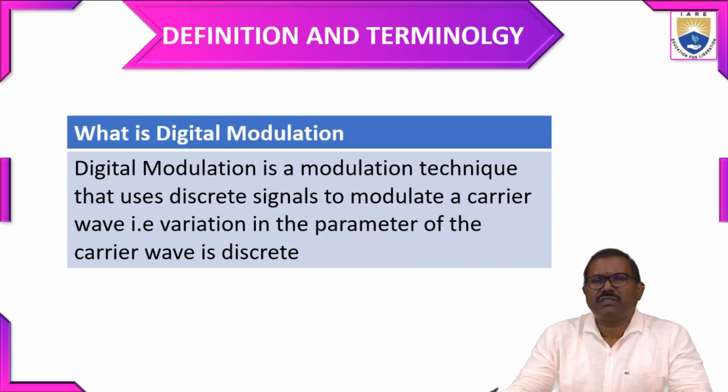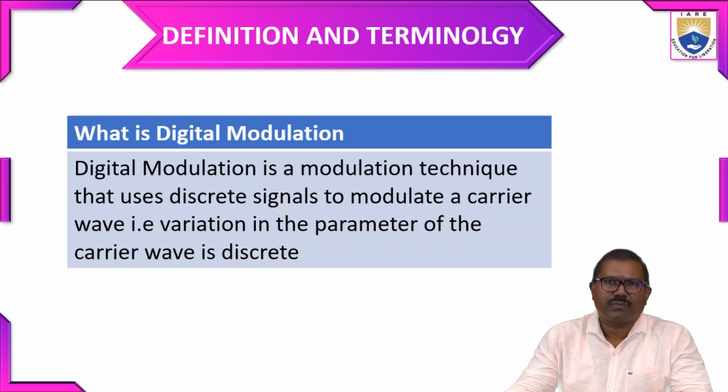Now coming to the definition terminology, what is a digital modulation? Before that, we know that modulation is a process in which some characteristic of the carrier signal is varied in accordance with the instantaneous value of the message signal. Some characteristic means it may be amplitude, time, or phase. That is the normal definition of modulation, but here we are in digital modulation.